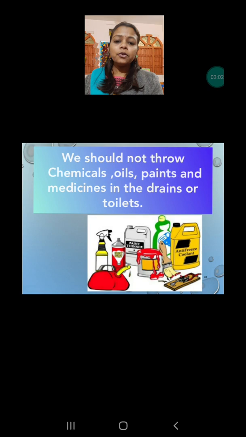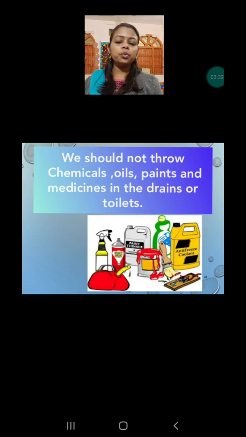The second, we should not throw chemicals, oils, paint and medicines in the drains or toilets. Why? Because you all know that all the domestic water that we are using goes into the drains, and the water from the drains is finally going to the lakes and the rivers. If we are throwing these chemicals in our home, then finally it will reach the lake and river, and that will affect the water and the aquatic life.